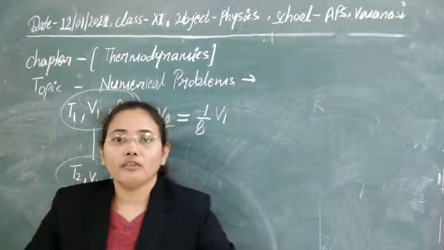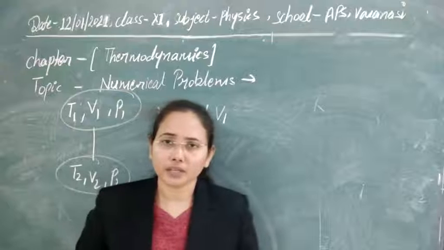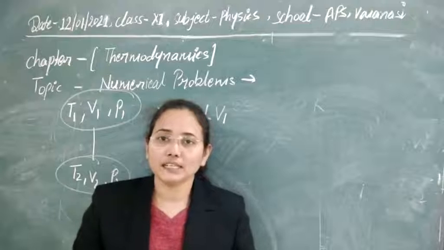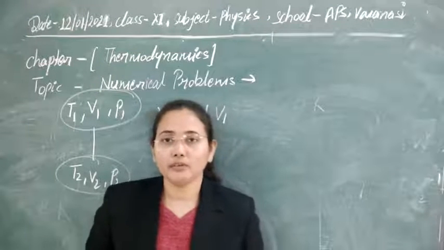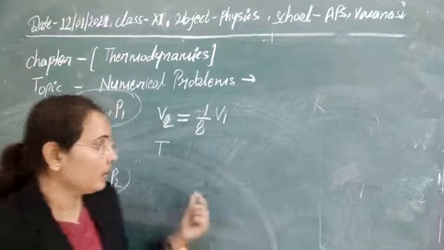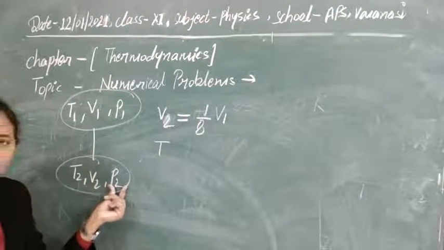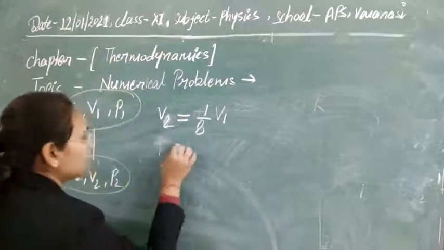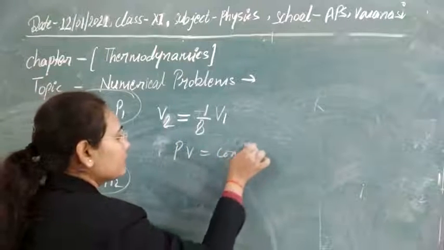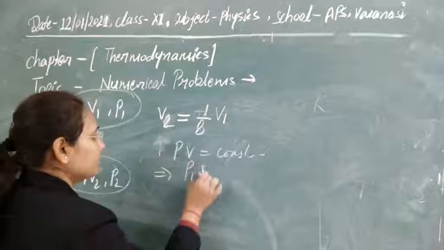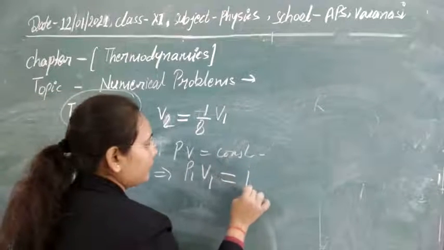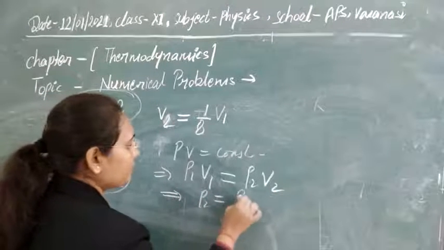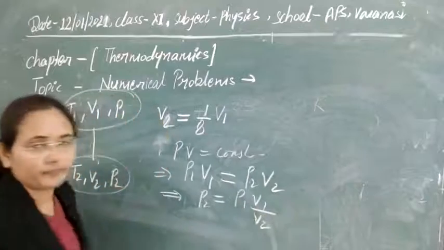So first of all we have to calculate the change in pressure. If you have to calculate the change in pressure, first let's calculate what the pressure is after the compression. For this you can use the concept that PV is equal to constant. If you write this equation for two states, that is P1 V1 is equal to P2 V2, and here we have to calculate P2, that will be equal to P1 V1 upon V2.